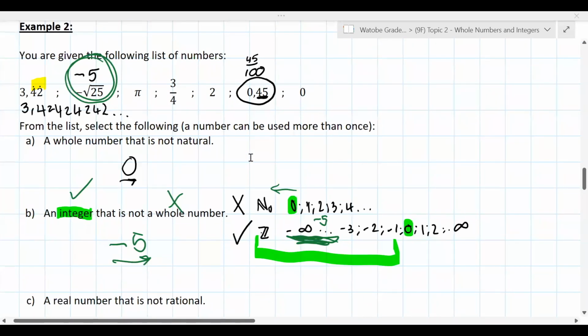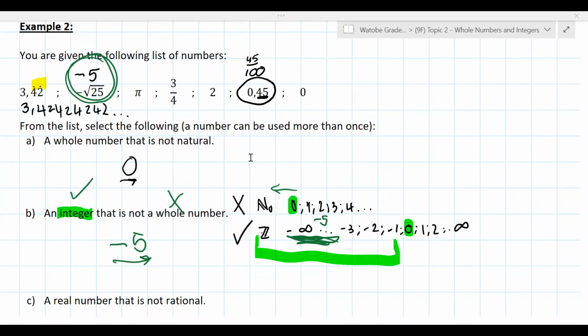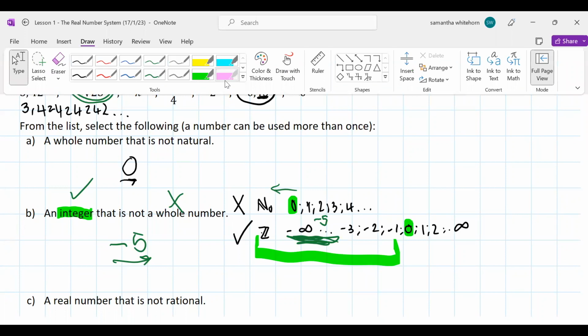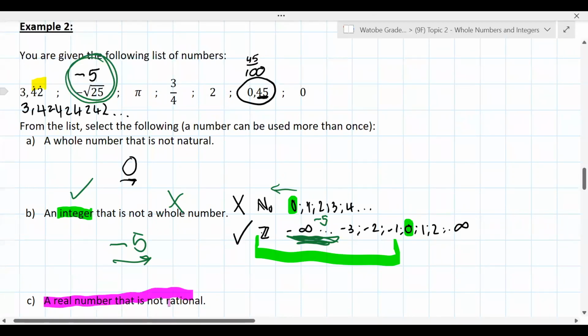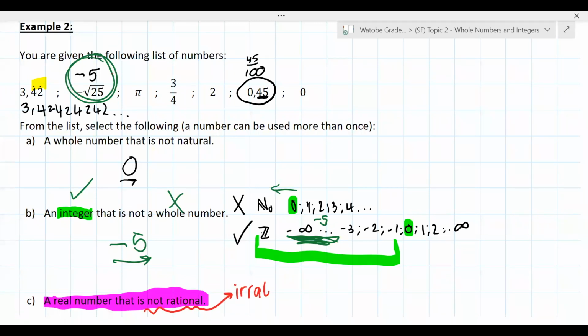So last one, a number that is a real number, but that is not rational. So basically an irrational number. Which one is irrational? Paledi, want to help us? You guys, last one. A real number that is not rational. So basically, which is irrational? Not rational basically means it has to be irrational.